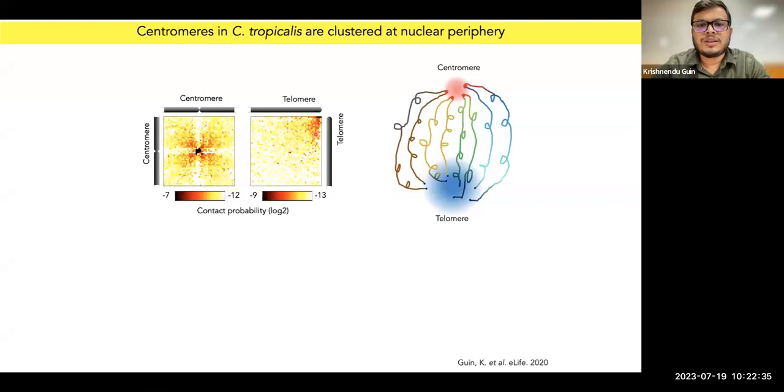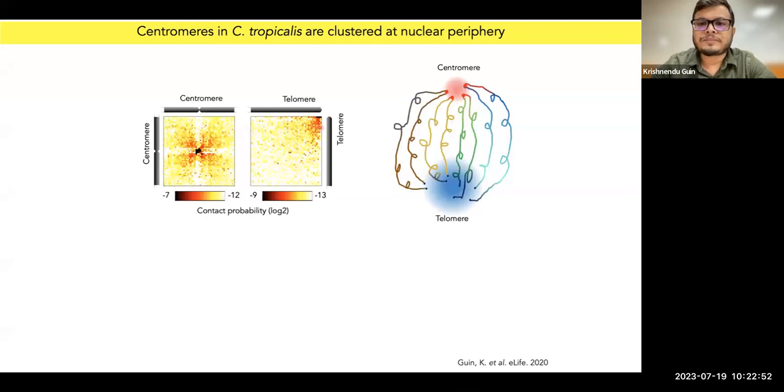So this means that all the centromeres have higher interaction between themselves, and you also have enriched contact frequency near the telomeres. So this data tells you that the genome adopts a Rabl-like conformation in which the centromeres are proximal to each other, like shown in this figure, and the telomeres are away from the centromere.